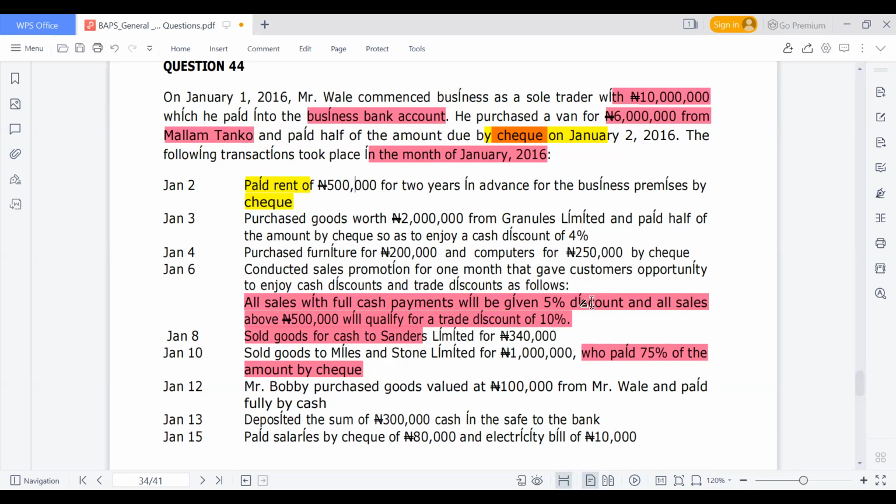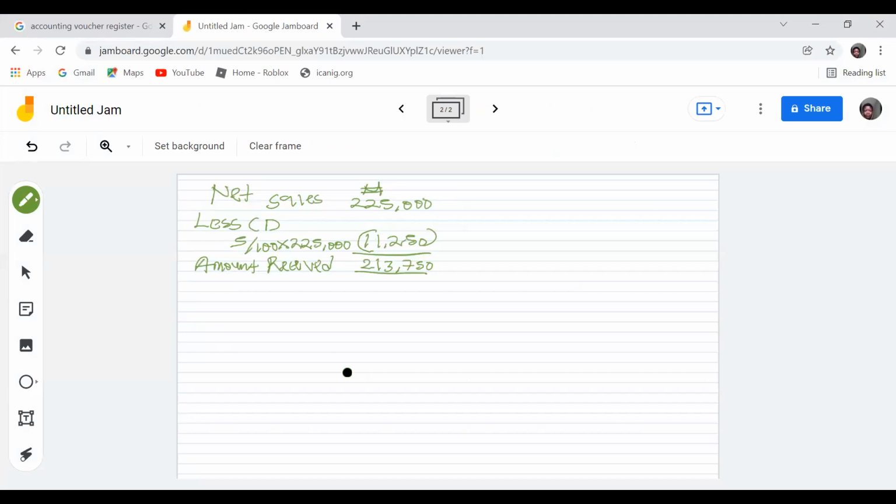So let's calculate the discount now. So let me just underline this. We want to calculate the discount on January 3. And this one, we want to enjoy 4%. Well, you are giving us 4% discount.